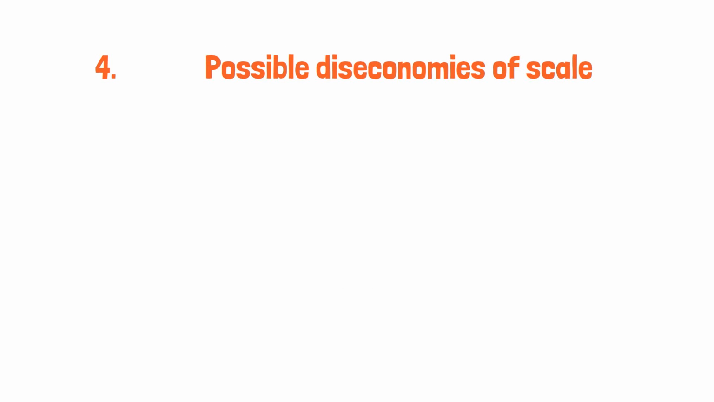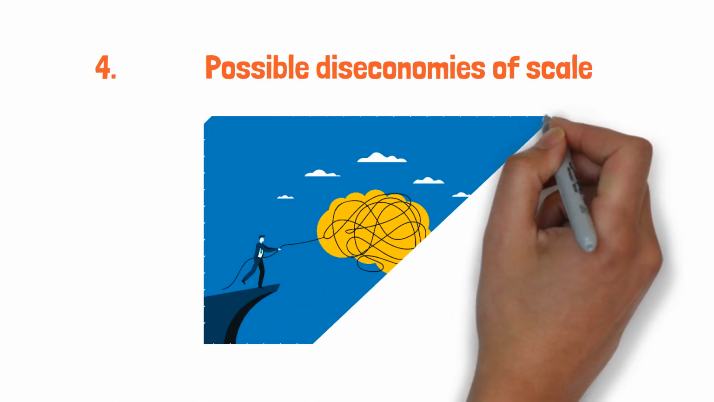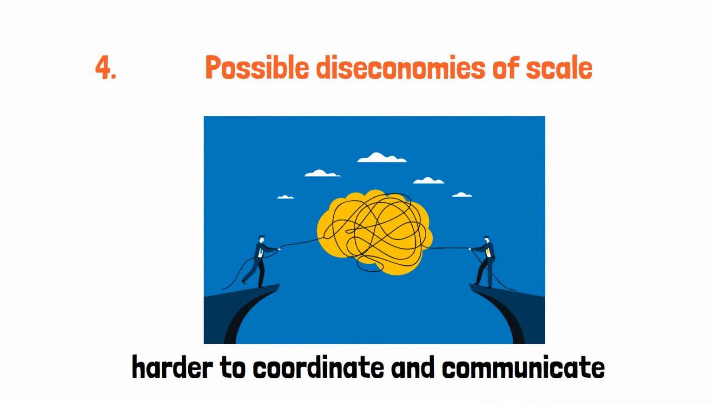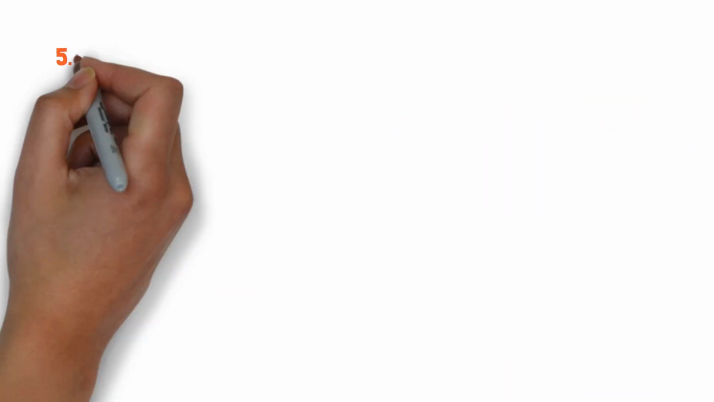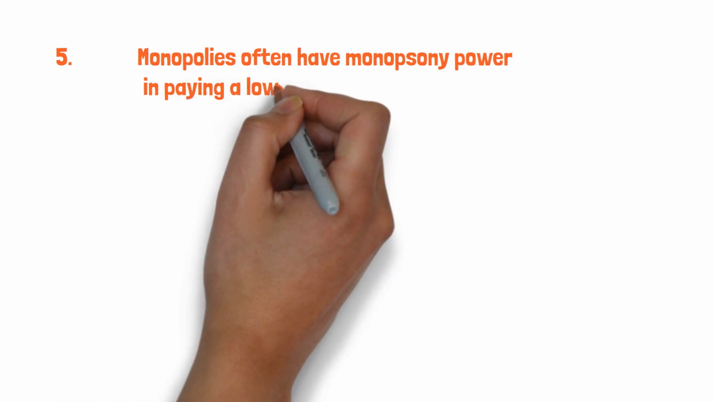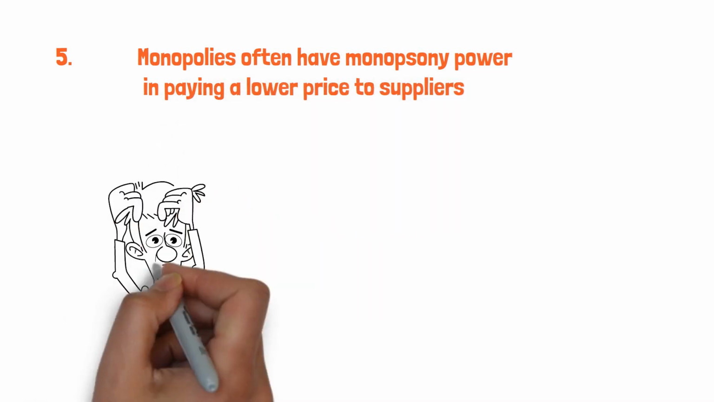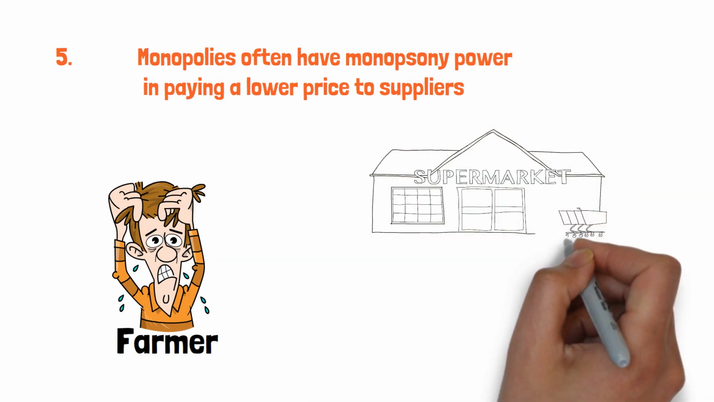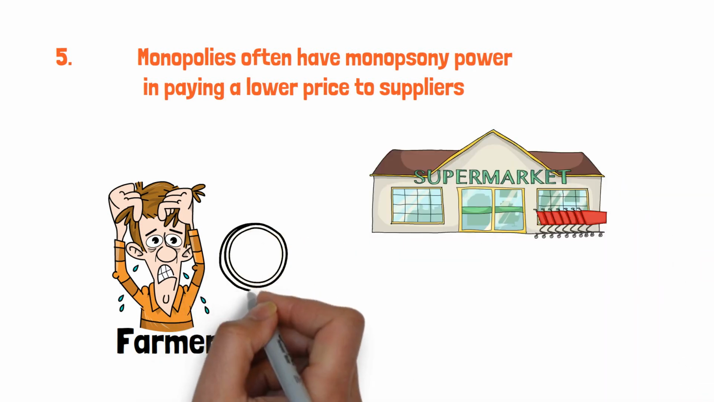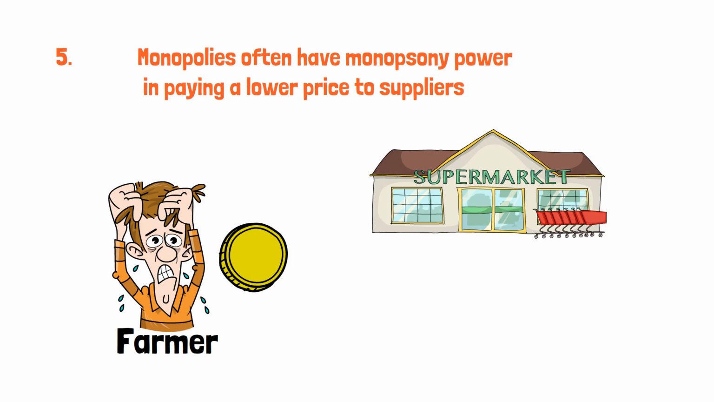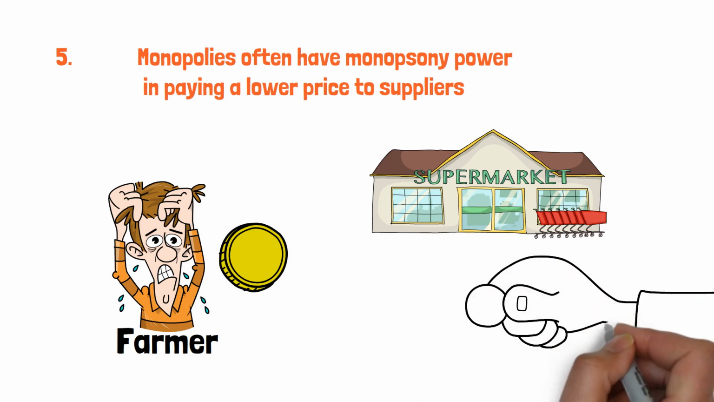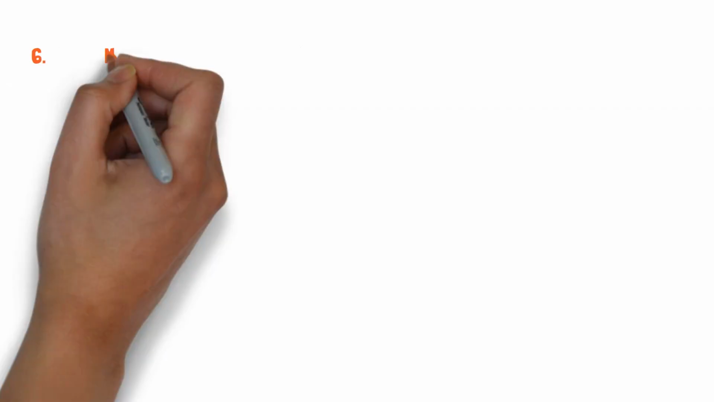Possible diseconomies of scale. A big firm may become inefficient because it is harder to coordinate and communicate in a big firm. Monopolies often have monopsony power in paying a lower price to suppliers. For example, farmers have complained about the monopsony power of large supermarkets, which means they receive a very low price for products. A monopoly may also have the power to pay lower wages to its workers.